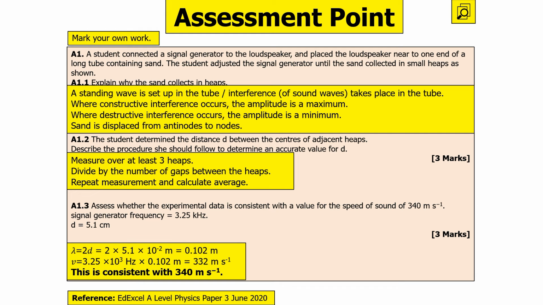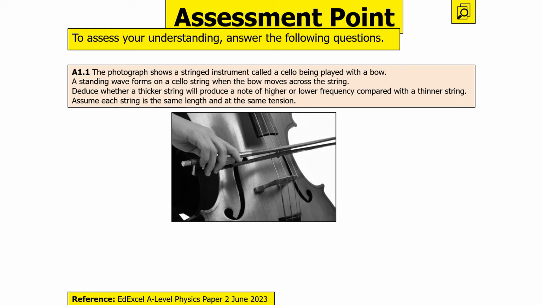v equals f lambda, so you get 332 meters per second, but that isn't the same as 340 meters per second. The photograph shows a stringed instrument called a cello being played with a bow. A standing wave forms on a cello string when the bow moves across the string. Deduce whether a thicker string will produce a note of higher or lower frequency compared with a thinner string. Assume each string is the same length and at the same tension. So, pause the video now, then unpause the video when you want to go through your answer.